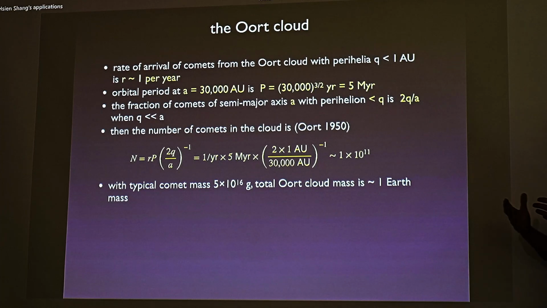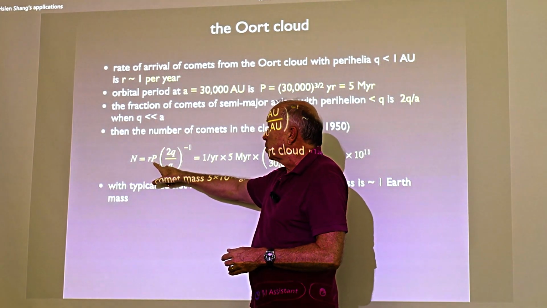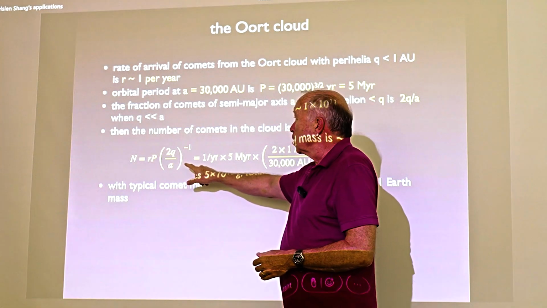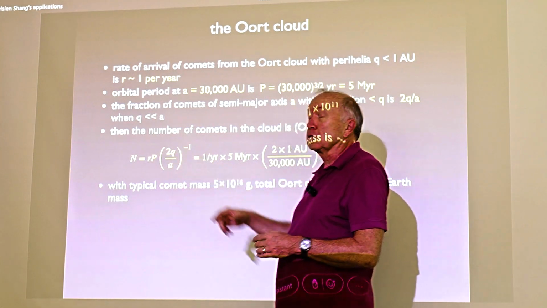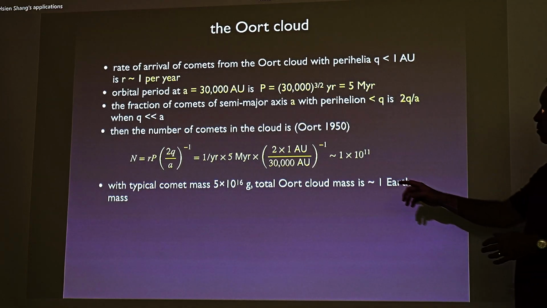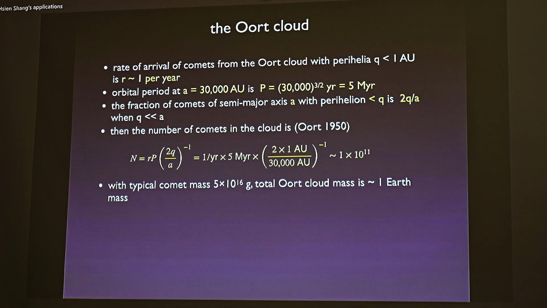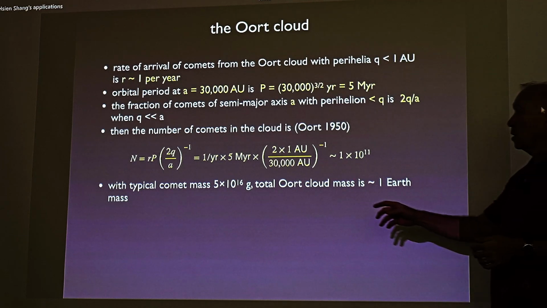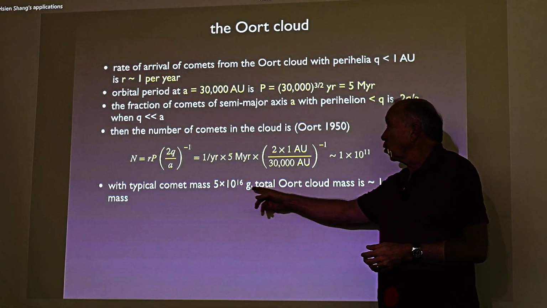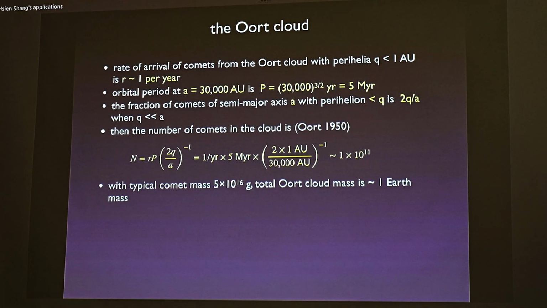And so as a consequence of that, the number of comets in the cloud should be the rate at which we see new comets, multiplied by the orbital period, multiplied by 1 over the fraction that you expect with this very small perihelion distance. And if you work out the numbers, you get an estimate of 10 to the 11th comets in the Oort cloud. With a typical comet mass, given the size that I mentioned before, the total Oort cloud mass is about 1 Earth mass.